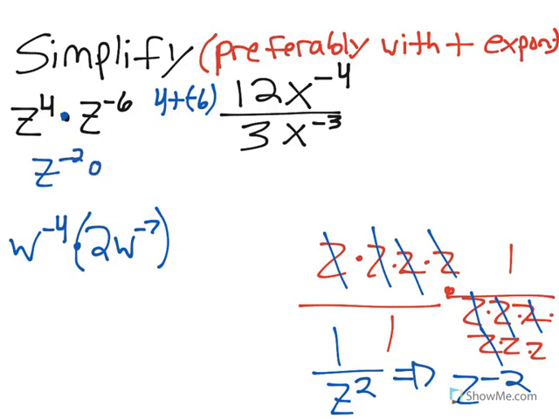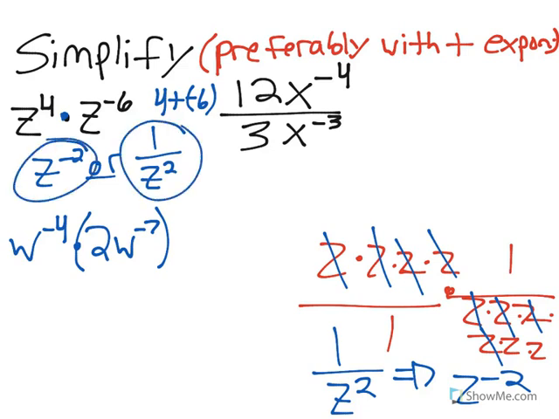Now, preferably we should be able to write these with positive exponents, and z has a negative exponent, so it means it's going to the other end. So 1 over z squared. That's another way of saying the same thing, which is what we got down at the bottom when we did it visually. So now we're going to talk about that second example.